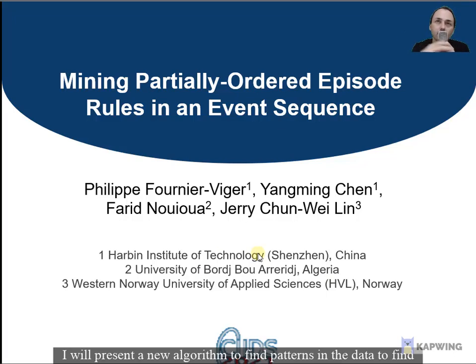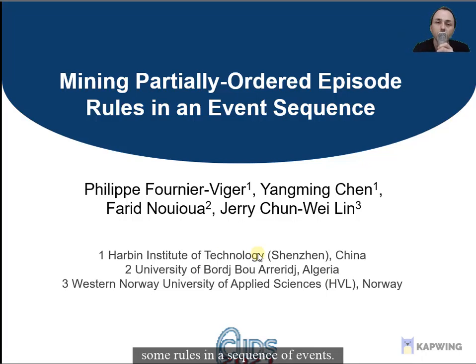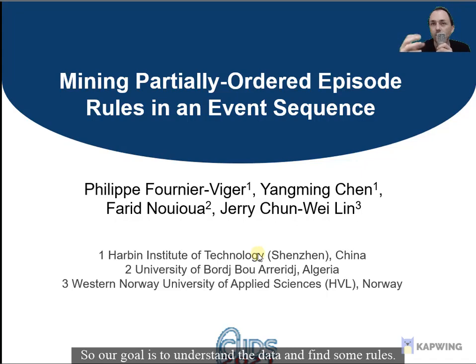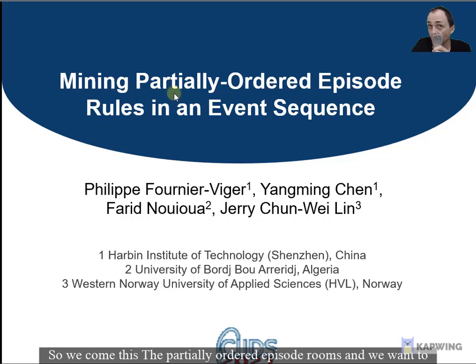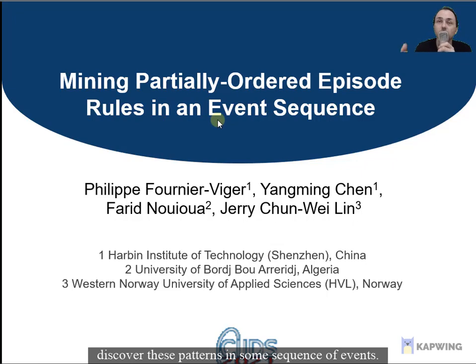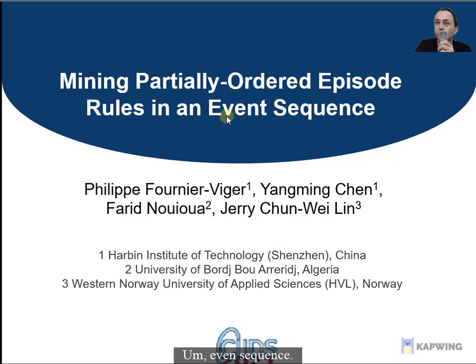I will present a new algorithm to find patterns in the data, to find some rules in a sequence of events. So our goal is to understand the data and find some rules that will tell us that if some events happen, then some other events will happen later. We call this partially ordered episode rules, and we want to discover these patterns in an event sequence. Okay, so let's start.